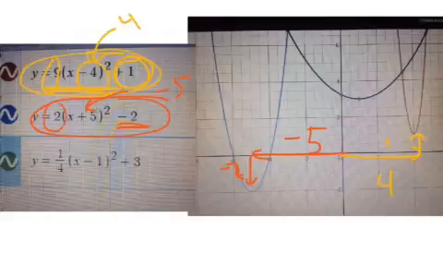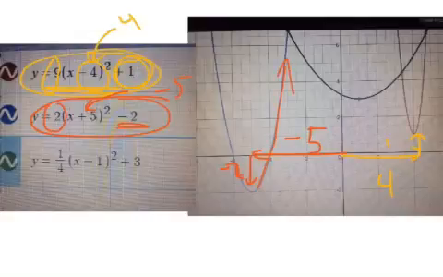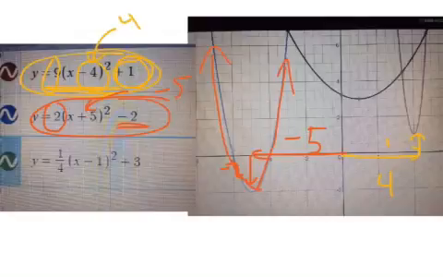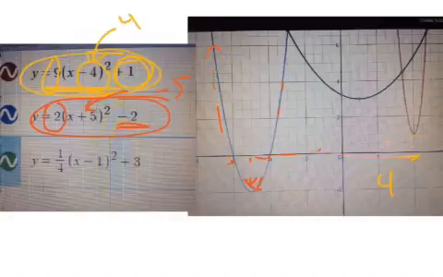Notice the 2 in front. Well, notice this shape is not quite as skinny as the original one, but it's a little bit skinnier than what a normal quadratic or x squared would look like. Now finally, let's look at the green one.